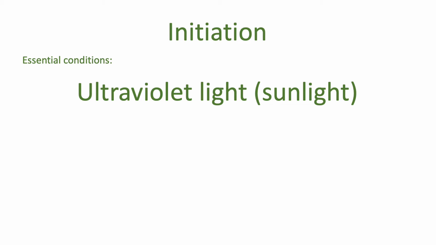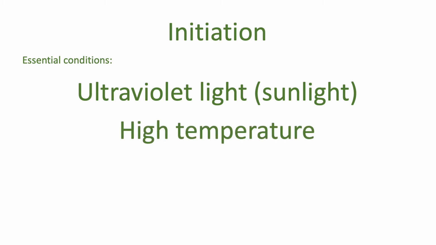This reaction occurs via a mechanism. The first stage is initiation. The essential condition that's needed for initiation is either ultraviolet light, which can be provided via sunlight, or a high temperature. In the initiation stage, free radicals are being formed. But what are free radicals? Well, they're a species that have an unpaired electron, and this makes them highly reactive.